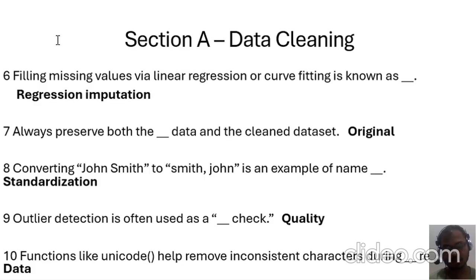Converting John Smith to Smith John is an example of standardization. Outlier detection is often used as a data quality check. Functions like Unicode brackets open and close help remove inconsistent characters during data repair.